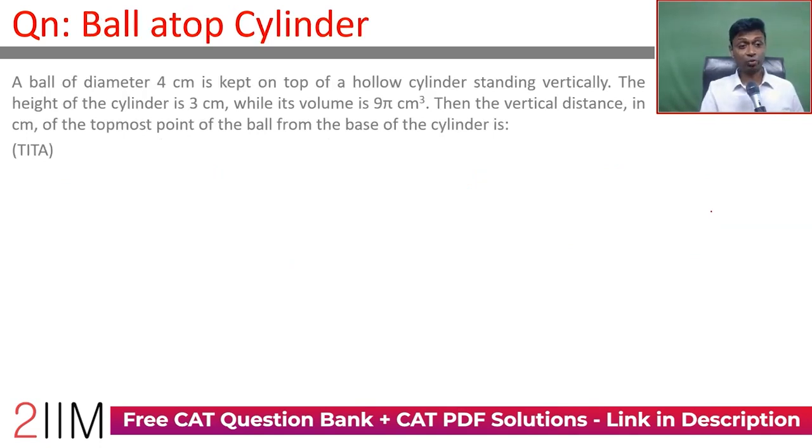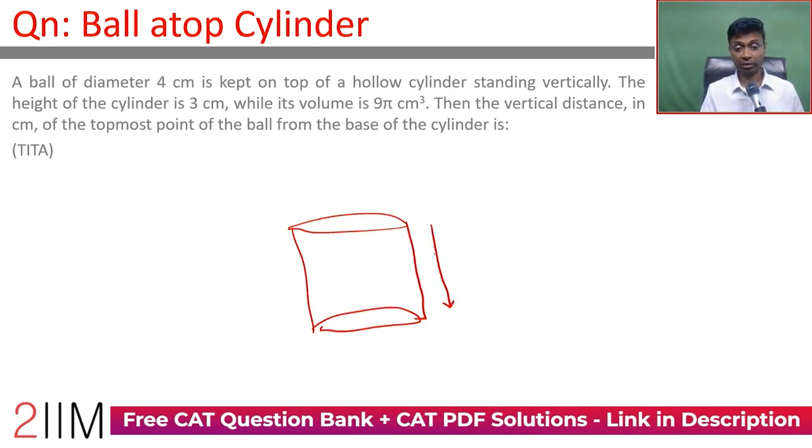A ball of diameter 4 centimeters is kept on top of a hollow cylinder standing vertically. So hollow cylinder standing vertically. The height of the cylinder is 3 centimeters. Its volume is 9 pi centimeter cube. Pi r square height is 9 pi. R square into 3 is 9, or R is root 3. Radius is square root of 3.